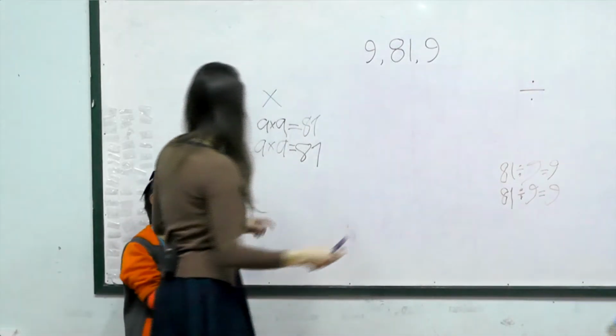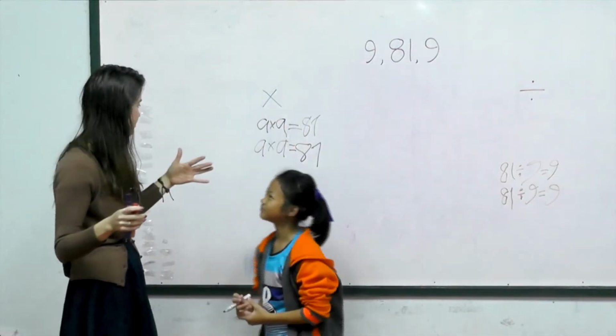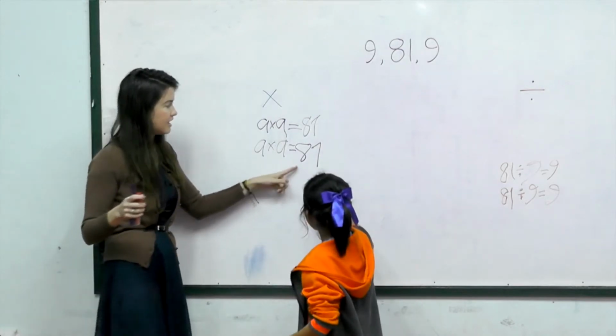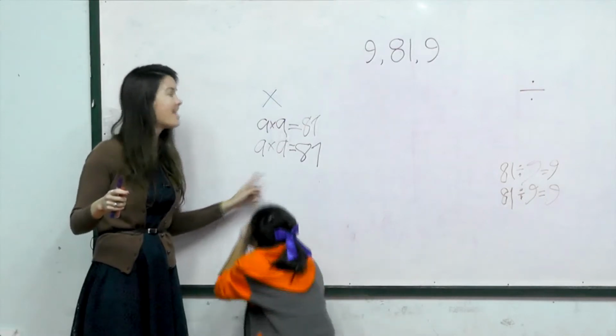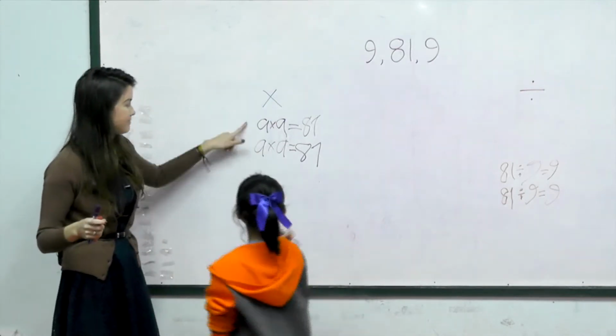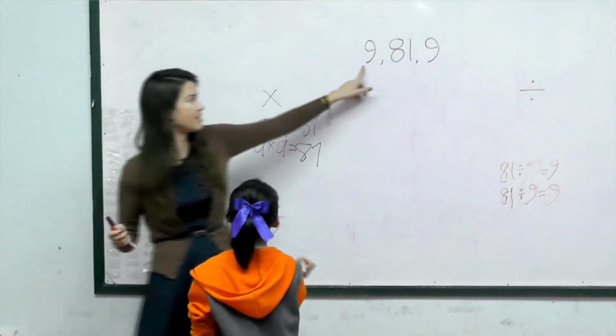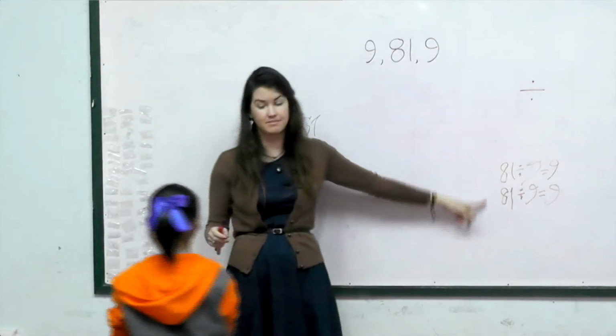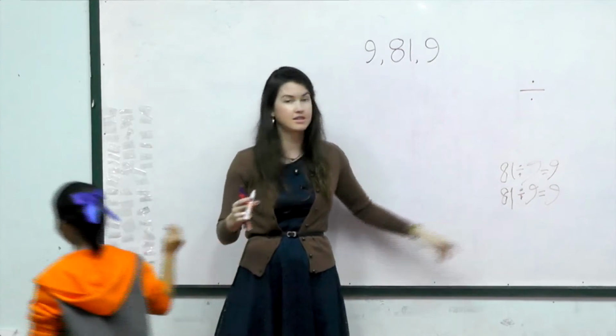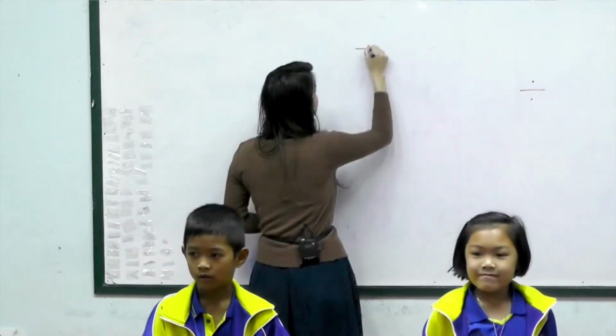Very nice. Let's take a look over here. Where's our biggest number? 81. Is it last or first? Last. Yeah, are these the same? Yep, we have the same two numbers. So we have the same two equations for times and for divided by. Ready?